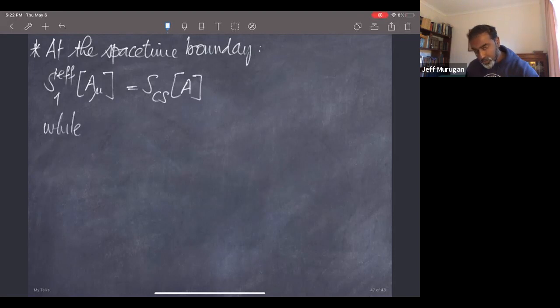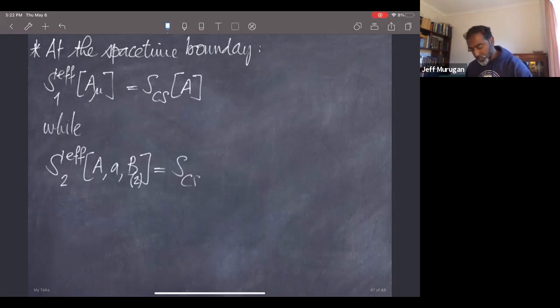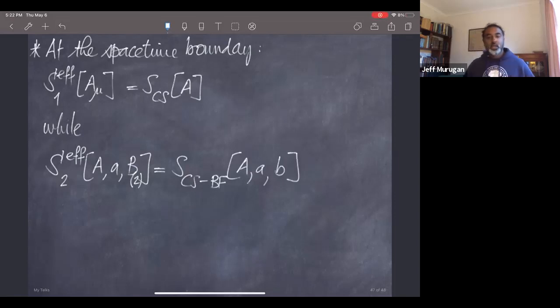While S effective 2, or S2 effective of A and B, which is a two-form, is nothing but S Chern-Simons BF of A and little b, where little b is related to capital B in some way that's not particularly important. In other words, this Fermi-Fermi duality descends on the boundary of the 3+1 dimensional space to a Fermi-Fermi duality in 3 dimensions.